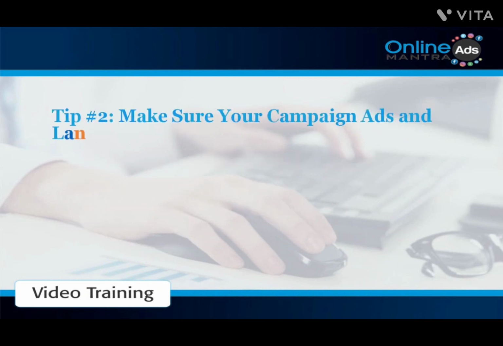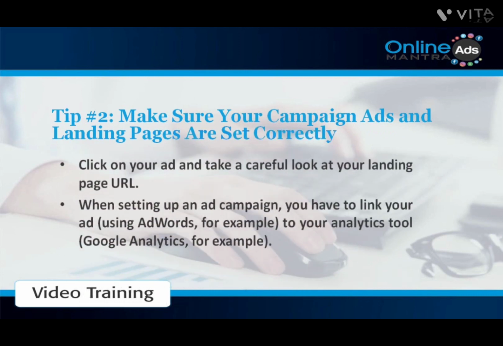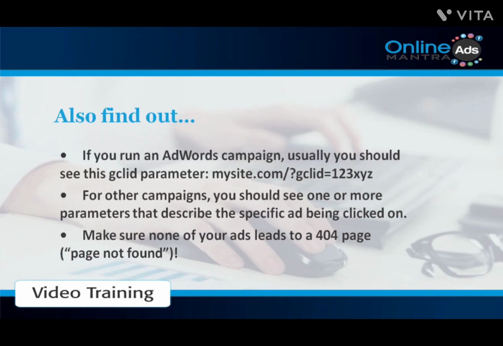Tip 2. Make sure your campaign ads and landing pages are set correctly. Click on your ad and take a careful look at your landing page URL. When setting up an ad campaign, you have to link your ad, using AdWords, for example, to your analytics tool, Google Analytics, for example. Also find out if you run an AdWords campaign. Usually you should see this GCLID parameter. For other campaigns, you should see one or more parameters that describe the specific ad being clicked on. Make sure none of your ads leads to a 404 page not found.